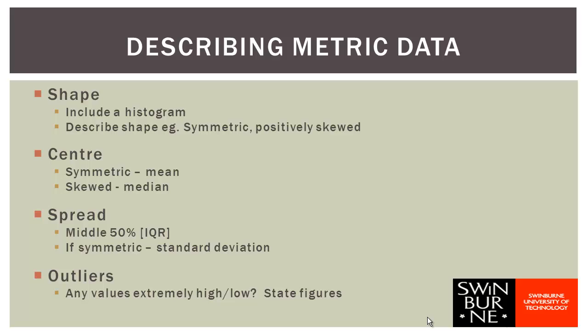For measures of central tendency, for what's typical in the data, if the distribution's symmetric, then you'd report the mean. But if the distribution is skewed, or if it's got outliers, then you would report the median. When you're talking about the spread of the distribution, it's a really good idea to give the middle 50%, so we talk about the first quartile and the third quartile. If the distribution's symmetric, you'd also include the standard deviation in your report. With outliers, you should be not only saying that there were outliers, you need to be saying whether they were extremely high or extremely low values, and you should be giving the actual figures.